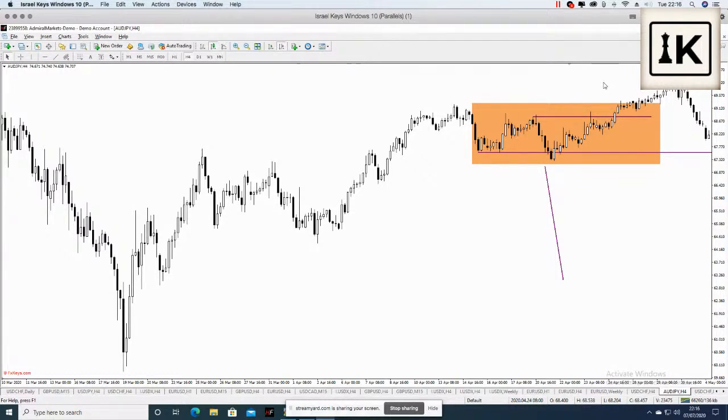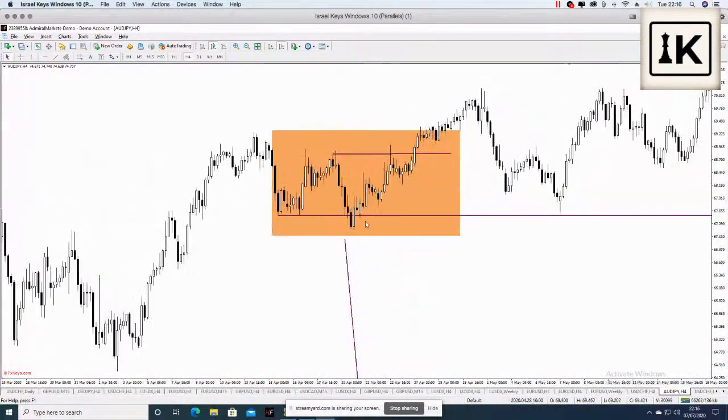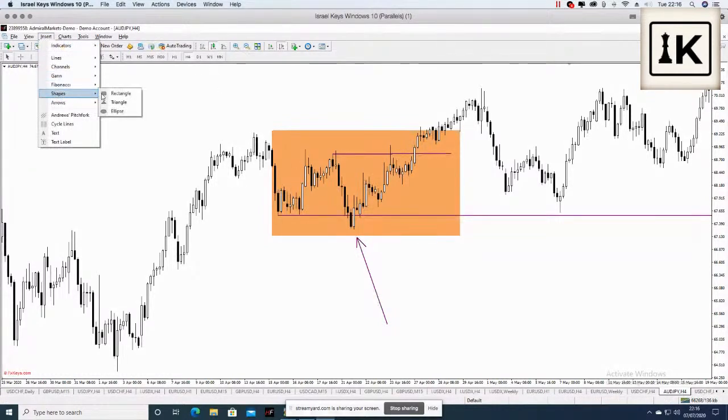Why? What this tells you is at this low right here, right? Let me put this here. This is a market maker low. This low right here. Put that in. 1 second.